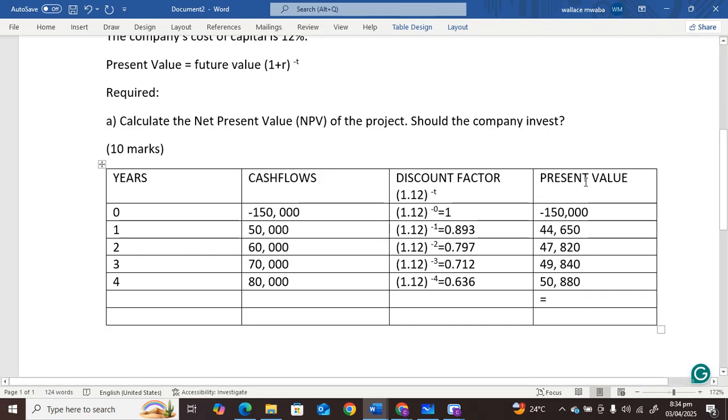Yes, so let us add. We add all these: negative 150,000 plus 44,650 plus 47,820 plus 49,840 plus 50,880.